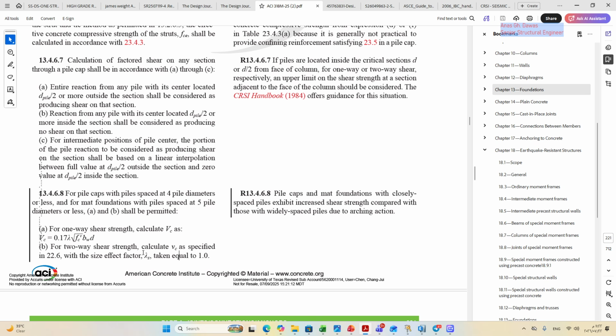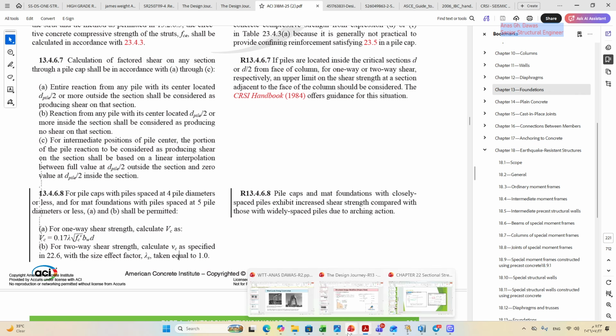That's why in ACI 318-25, under certain conditions, and I believe in most of our projects, the piles are spaced at 4 pile diameters or less. I believe in practice we try to keep the spacing between 2.5 to 3 pile diameters. That's why we can use this equation, and definitely this will help you to get reasonable sections and reasonable reinforcement.